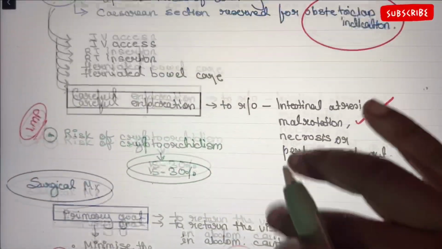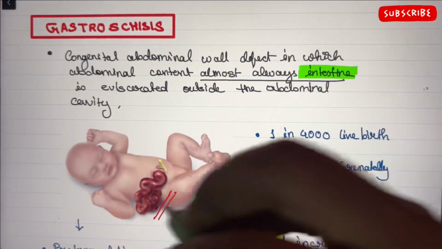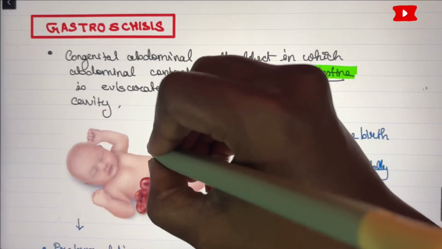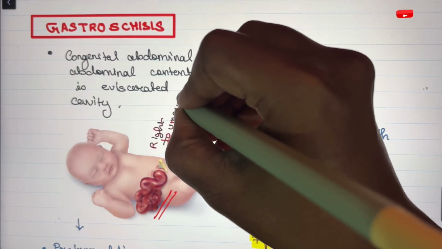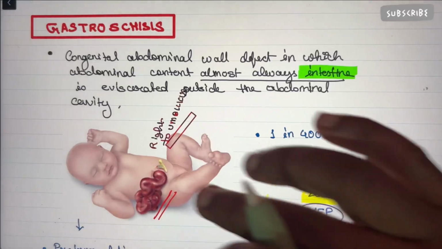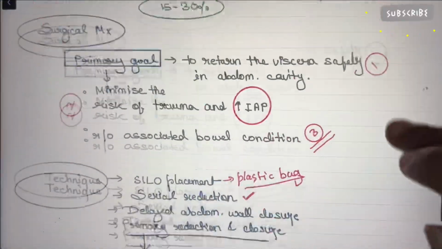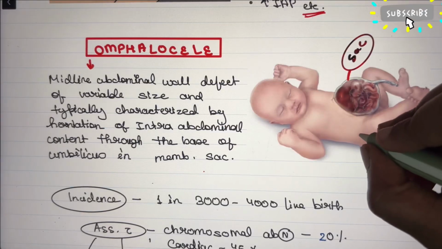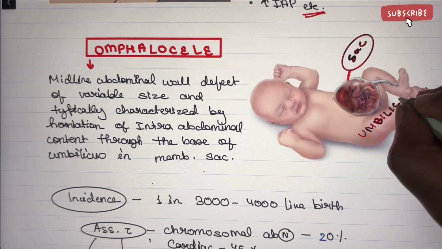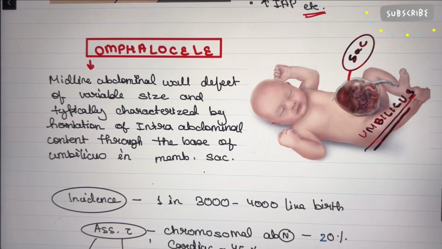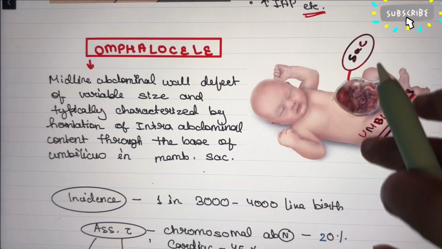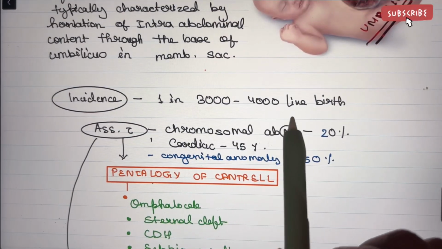But in gastroschisis, as we have seen here, this is not covered by a sac. Another point to remember is gastroschisis is present generally right to the umbilicus. The defect is present right to the umbilicus. But in cases of omphalocele, the defect is present at the umbilicus. And in gastroschisis, generally intestinal loops are protruding out. But in cases of omphalocele, intra-abdominal content like small intestines, and then the liver can also get protruded out from the abdominal defect.